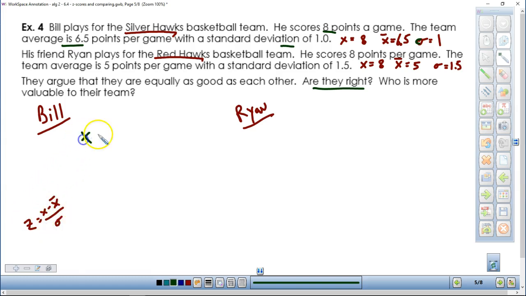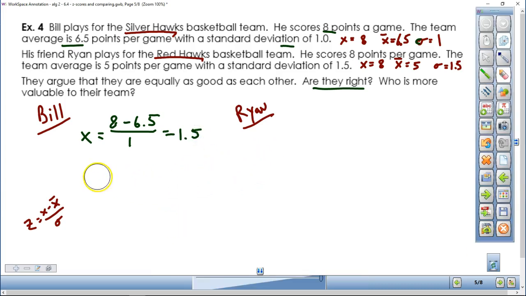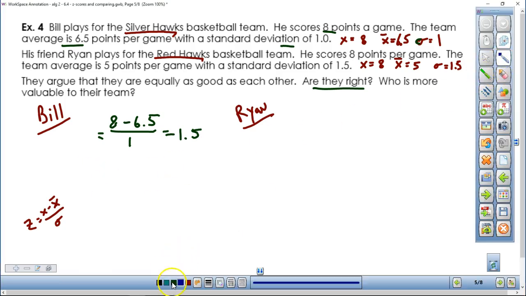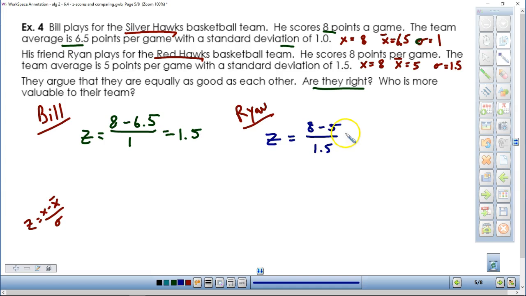For Bill, it would be his 8 points minus the mean for his team divided by the standard deviation for his team, which gives him a z-score of 1.5. So Mr. Esra just noticed that he wrote the letter X here. That was a mistake. That should be the letter Z because we're changing this to a z-score. So if you'll fix that in your notes, and I apologize for that. Let's look at Ryan now. So Ryan's z-score is going to be his score of 8 minus a different mean of 5 divided by a different standard deviation of 1.5. 8 minus 5 is 3, and 3 divided by 1.5 is 2.